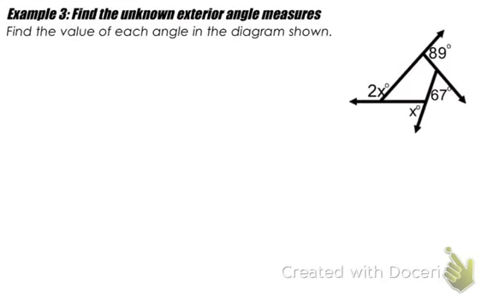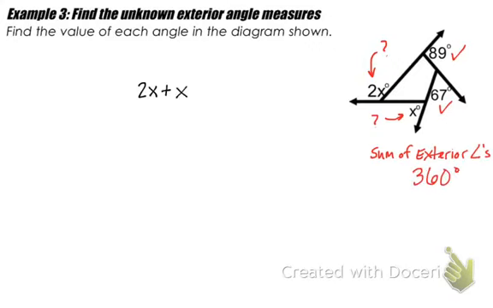So in example 3, we have to find the unknown exterior angles. We know this angle is 89 degrees. We know this one's 67, but we don't know this one or this one. However, if you look at the diagram, all these angles are exterior angles. We just learned that the exterior angles all add up to 360 degrees, so let's write an equation that represents that situation.